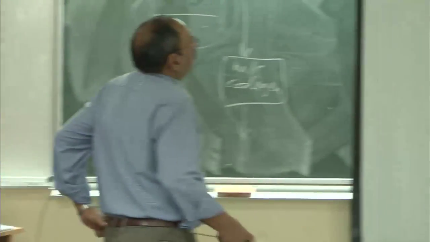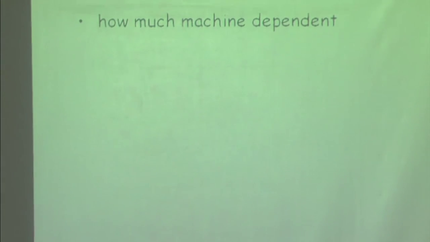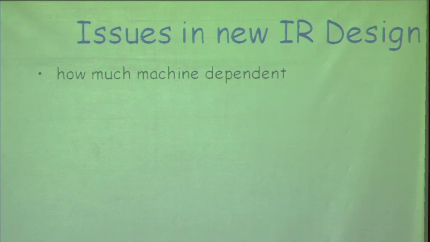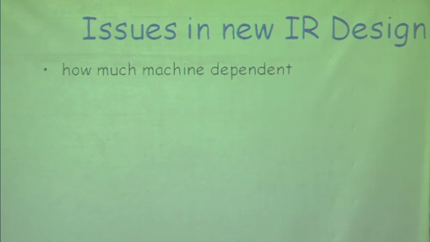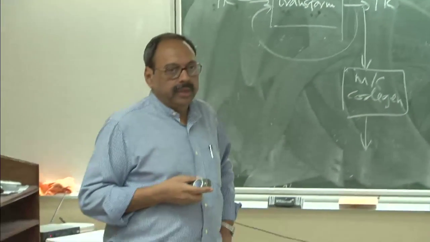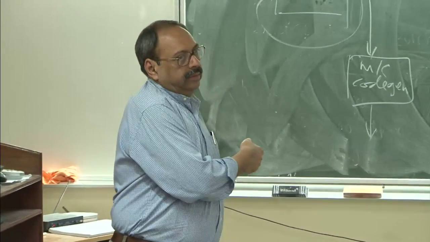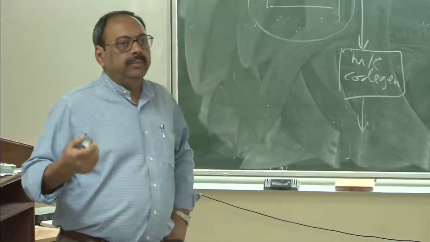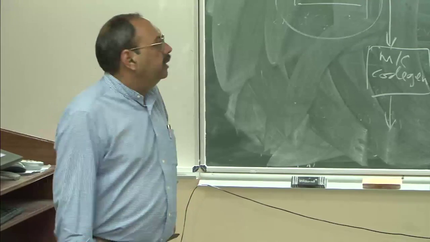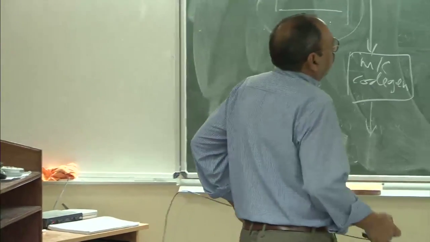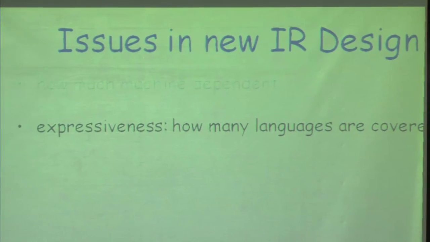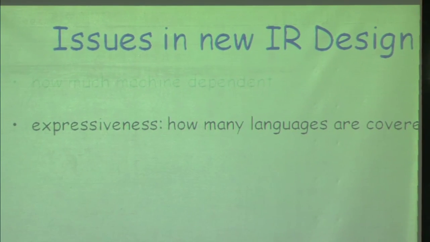So, one question we have to address in a new IR design is, how much of it is machine dependent? Like you saw that in case of HP, this was completely machine dependent. In case of MIPS, it was not. Okay. So, if you say that my architecture line is going to be common, then maybe it's a good idea to have a machine dependent IR. It really doesn't matter. Okay. Then I also want to see how expressive this is. That means how many different languages I can cover with my IR.